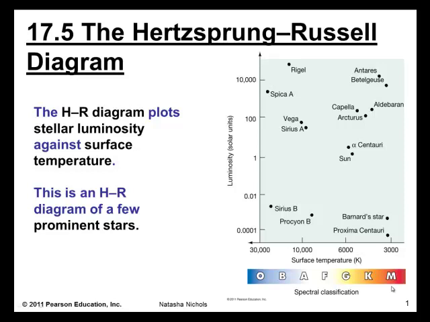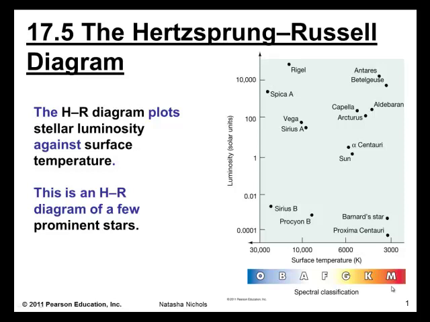Today we're going to finish chapter 17, and we're going to start by introducing the Hertzsprung-Russell diagram, or more commonly referred to as the HR diagram. The HR diagram is a graph shown here on the slide. It is a plot of luminosity on the y-axis versus surface temperature of stars.